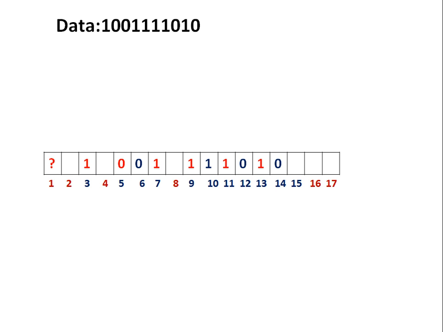Here we are considering even parity. In even parity, the number of ones needs to be even. If we count the ones, 1 2 3 4 5, the number of ones is 5, and this is not an even number. So in order to make it even we need one more 1, so this parity will be 1. So the first parity bit is calculated.